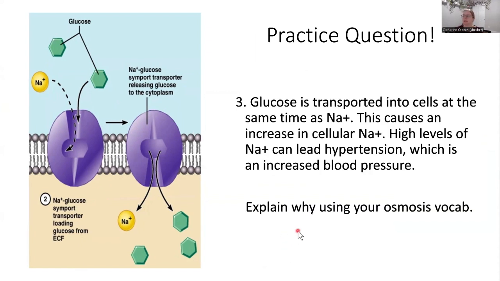Glucose is transported into the cells at the same time as sodium. This causes an increase of cellular sodium. High levels of sodium can lead to hypertension, which is an increase in blood pressure. Explain why using your osmosis vocab.